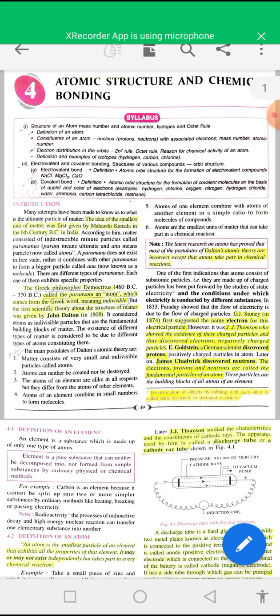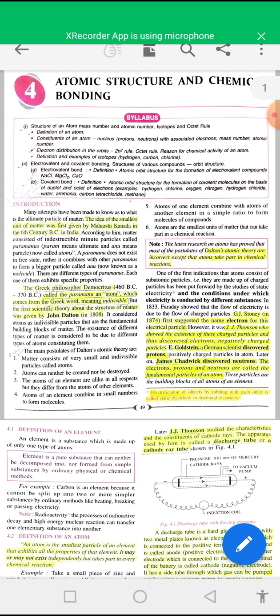In this video I am going to start chapter 4 of class 9 chemistry. The topic is atomic structure and chemical bonding.